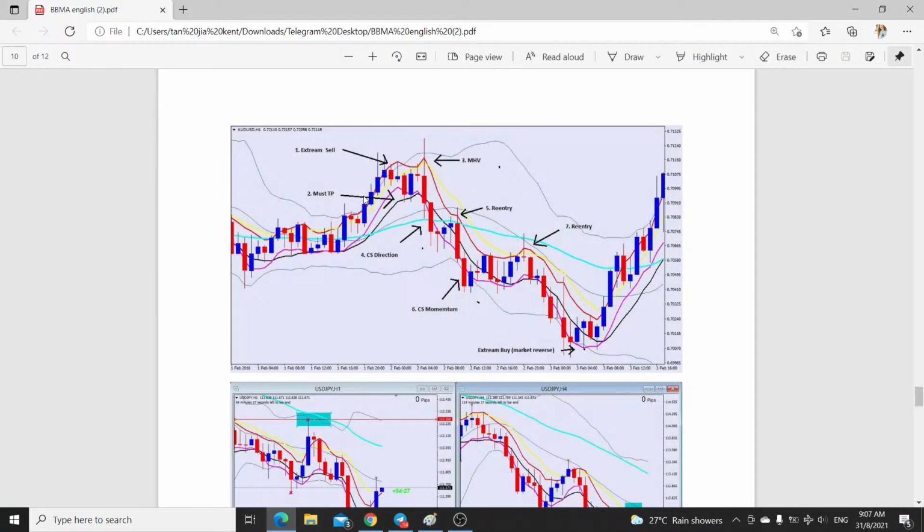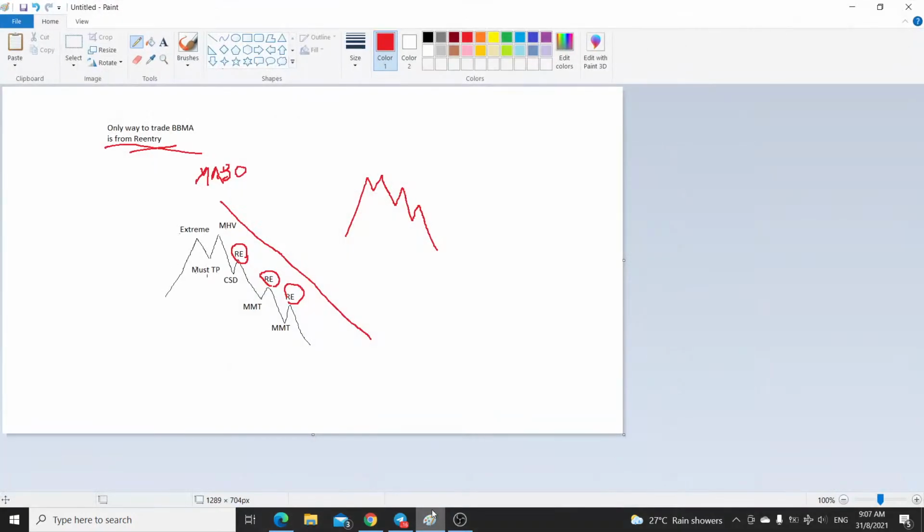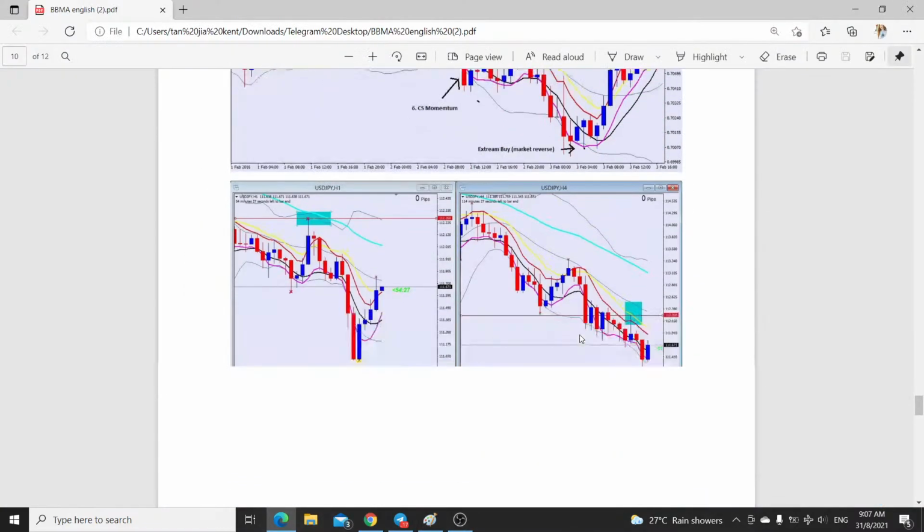So we know that extreme sell must TP. Okay, MHB, and then we have candlestick direction here. Okay, then we re-entry, momentum, re-entry, momentum. Okay, exactly like what I show you here. So once you know this, right?